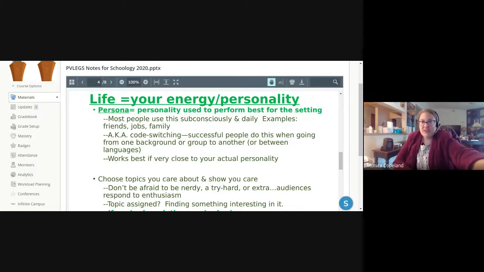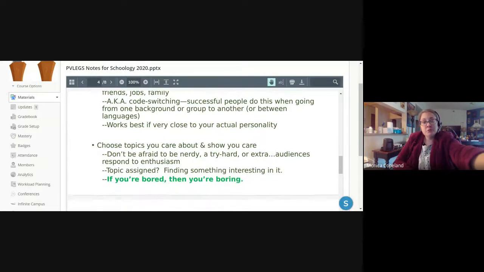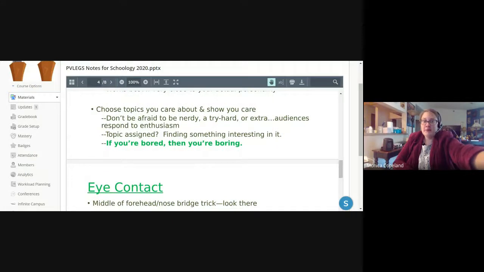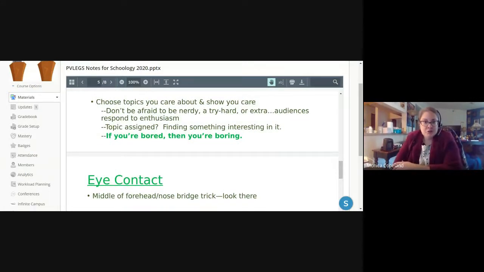Most people do this daily, subconsciously. We switch how we are for different situations. This is also known as code switching. It works best if it's close to your actual personality, but most of us do this a little bit. Think about it. How you may talk to an elder at church is very different than how you might talk to a friend in the hallway, I would hope.